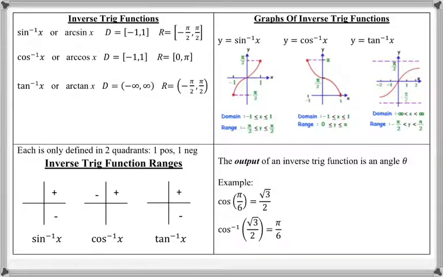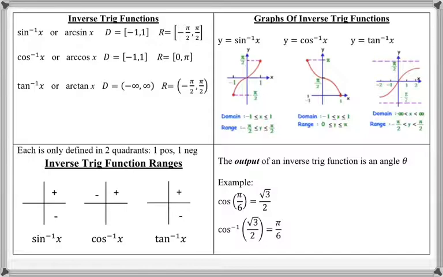And these are the inverse functions. So sometimes they're called sine inverse, cosine inverse, tangent inverse. Sometimes they're called arcsine, arccosine, and arctangent. They really mean the same thing. Here's our domain and ranges. These are the graphs.